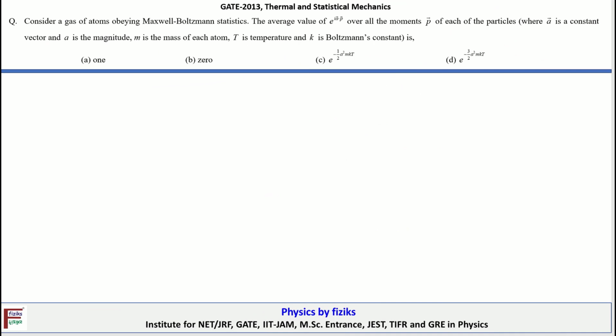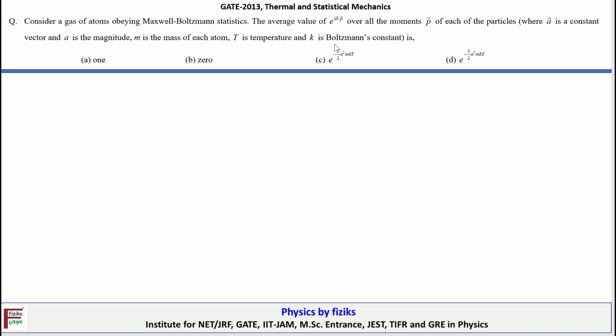So let's continue with the last problem. The statement is, consider a gas of atoms obeying Maxwell-Boltzmann statistics. The average value of exponential iota a dot p over all momenta p of each particle, where a is a constant vector and a is the magnitude, m is the mass of each atom, t is the temperature, and k is the Boltzmann constant, is. So we have to find the expectation value of the exponential iota p dot a.